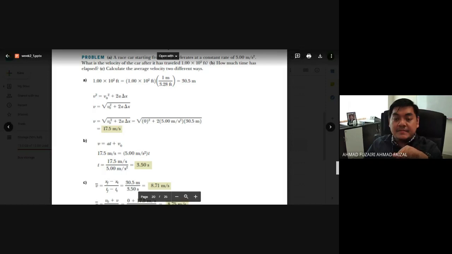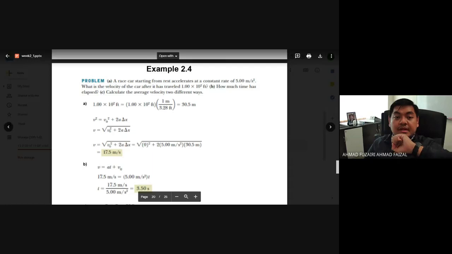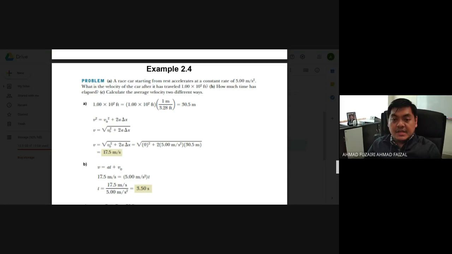And of course, the value in meter per second square is already an SI unit, but feet is not an SI unit for length. Length must be converted from feet to meters. So on the first part of the example, they convert from feet to meters. 100 feet is equivalent to 30.5 meters. Why do we need 30.5 meters to put inside the equation? All equations that I showed you just now must involve SI units only.